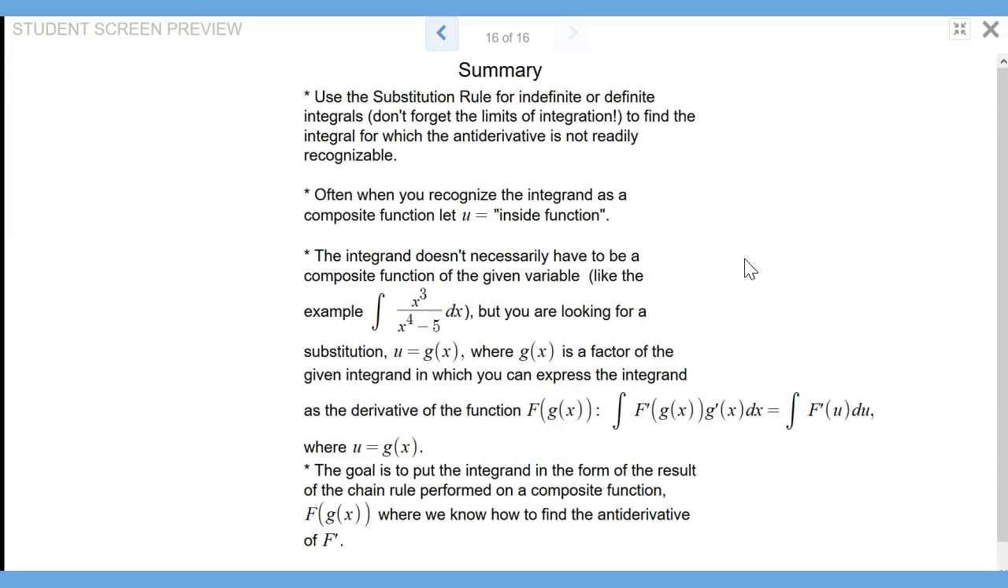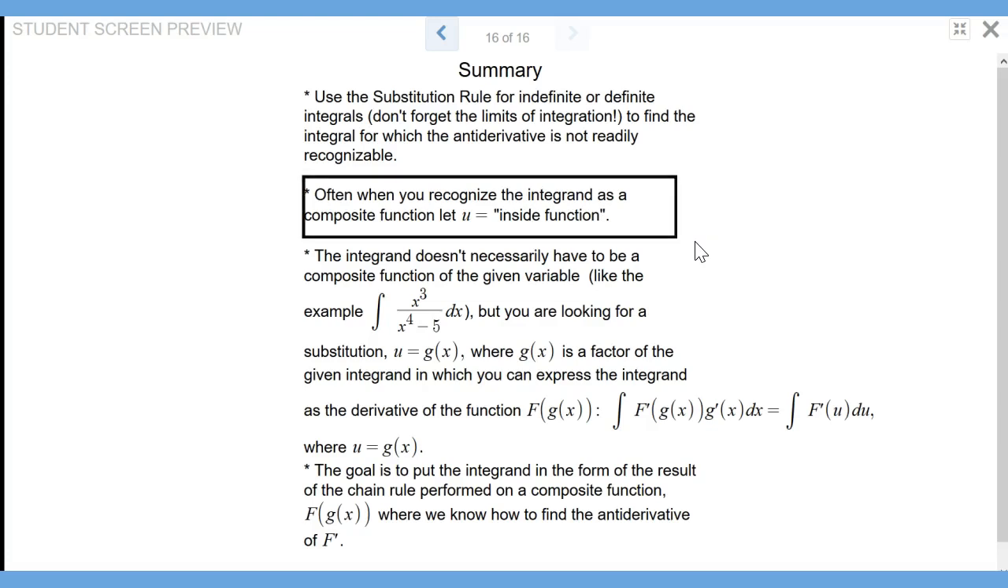So in summary, with the substitution rule, you might need to try a couple different substitutions. Often the inside function of a composite function is a good candidate. And remember, you need to get every part of an integral in terms of your new function u. So the dx and every factor needs to be in terms of u. And also with definite integrals, don't forget to put the limits of integration in terms of u as well, by evaluating your substitution function u at the original limits of integration.